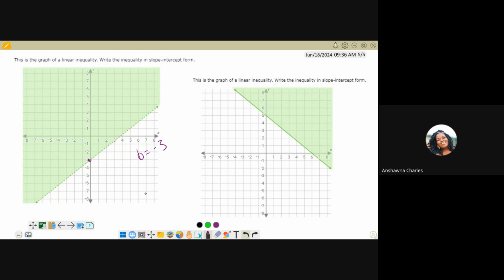So then I need to count my slope. So I need to find another point. I see one right here. Even though this one looks close, it is not close. It's not at the intersection. So you want to make sure it's perfectly at the intersection. So I'm counting how I go from one point to the other point. So I'm going up 1, 2, 3, 4. And then I'm going over 1, 2, 3, 4, 5.